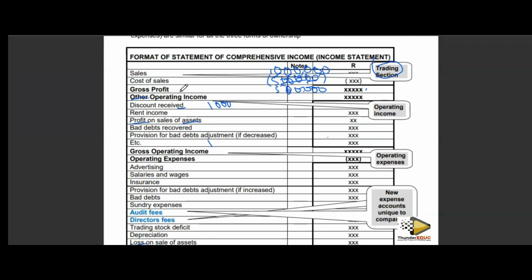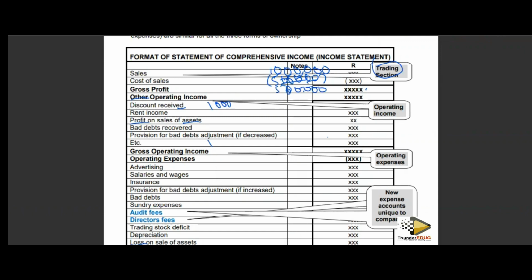Okay? Then we have, yeah, the loss will be an expense to us. Then we put it here. But this one, the profit will be our income, but other income, that's why I highlighted it here. Then bad debts recovered. What is this? We have bad debts, 3 words actually, bad debts and recovered. Now, what's a bad debt?